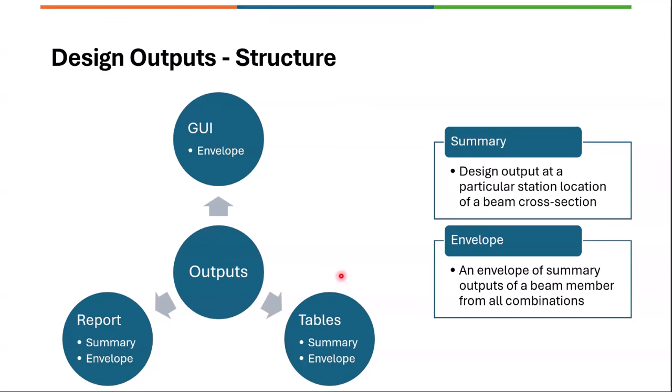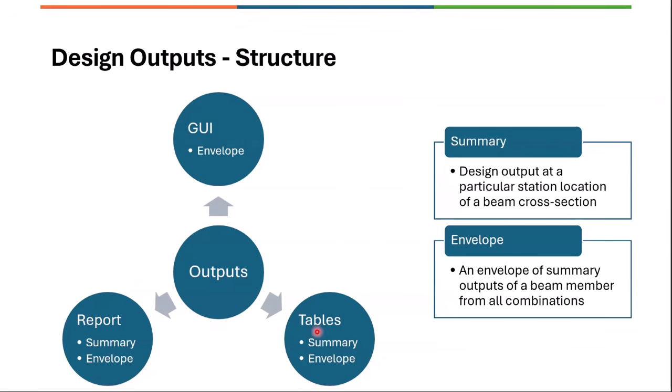Right. So once the design is performed, the output is available in various ways. One is the GUI, the graphical user interface, which will give you a ready final envelope that can be used in detailing. And tables as summary and envelope. And then again, a report as summary and envelope. The report can be used for submission purposes. Tables can be used to review any particular section location output.